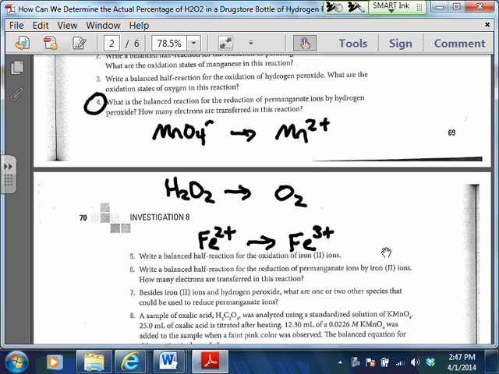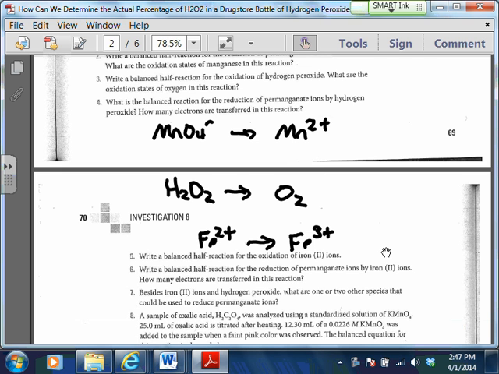Number 6: balanced half reaction for the reduction of permanganate by iron 2 ions. Okay, so basically what you're doing on number 6 is another one like number 4, where you're adding this half reaction, which we already wrote up here, to this half reaction down here. And then they're also asking how many electrons are transferred in this reaction. They're asking that for both of those. So maybe I should just work one of these out. Feeling like that could be helpful.